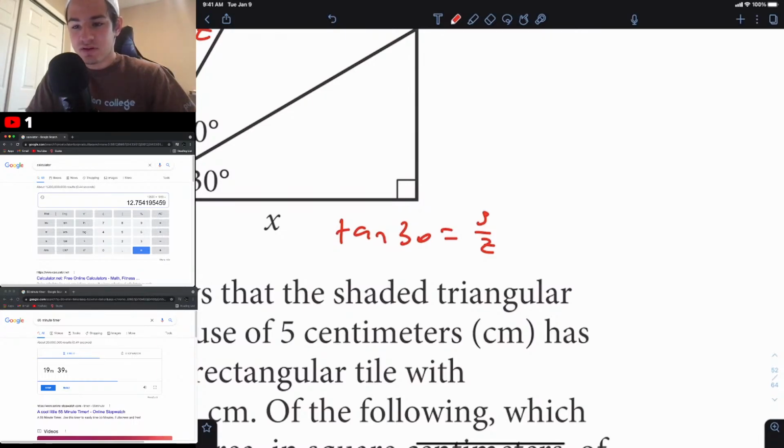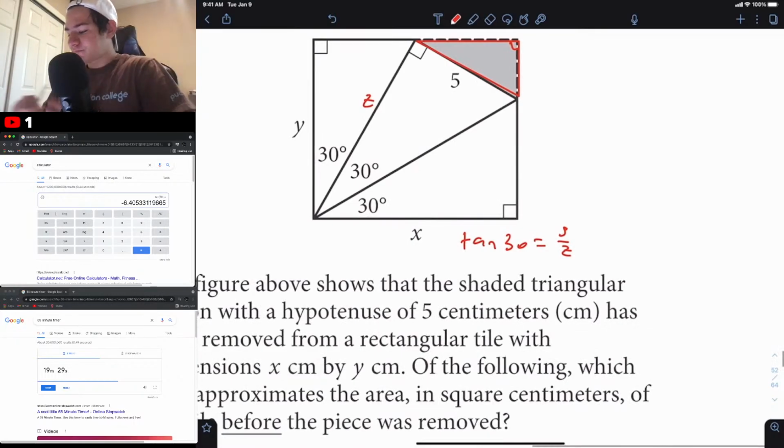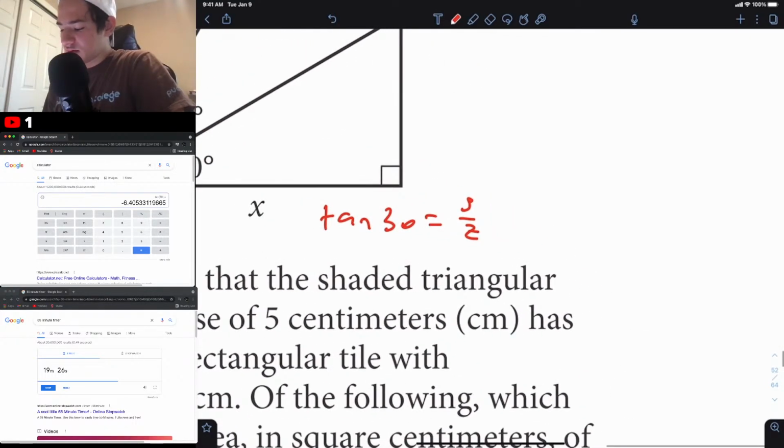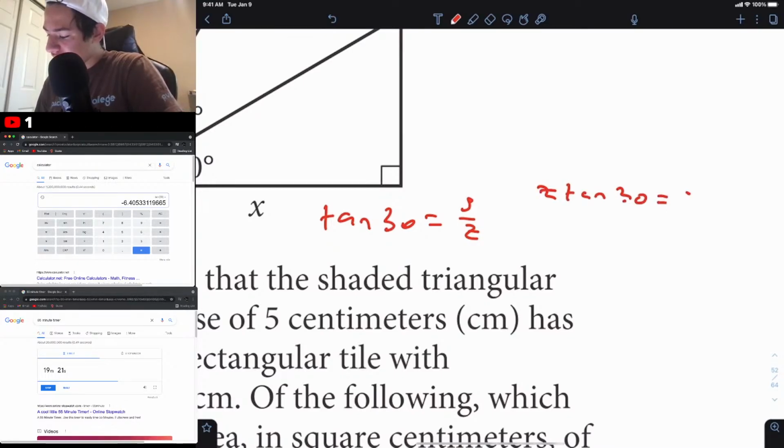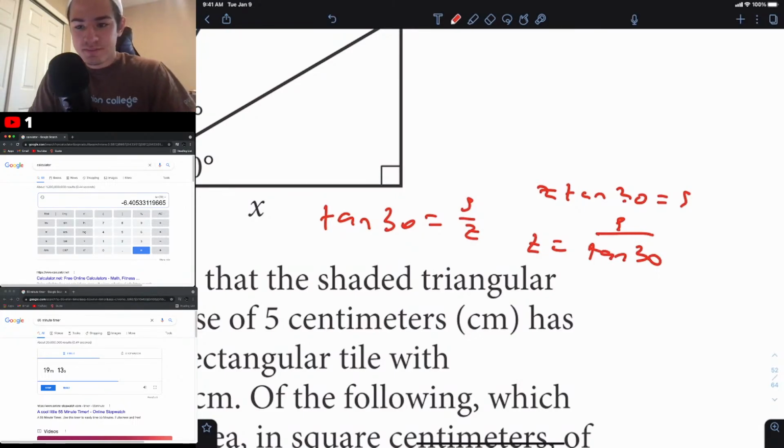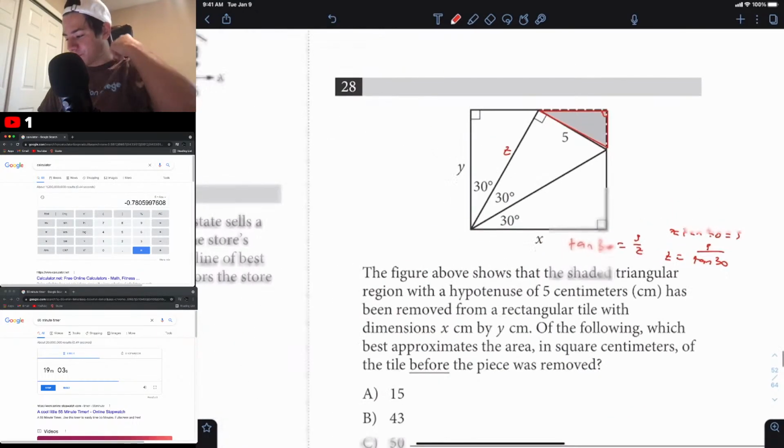So, let's see, tangent of 30. We know tangent of 30, I think, right? Is it easy? No, we don't know tangent 30. This is bad. Okay. Let us multiply over z. So we get z tan 30 is equal to 5. And then I'm going to divide by tan 30. So z is equal to 5 over tan 30. Let's see if this works. 5 divided by... Man, that's bad. That is really bad.